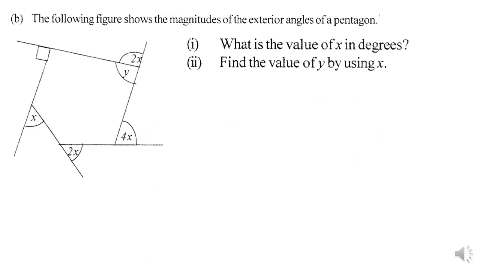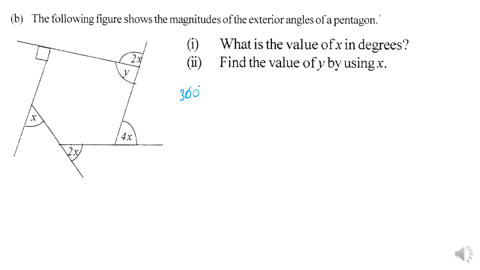The following figure shows the magnitudes of the exterior angles of a pentagon. What is the value of x in degrees? In this one you have to see that in any kind of polygon, the sum of exterior angles is equal to 360 degrees, right?